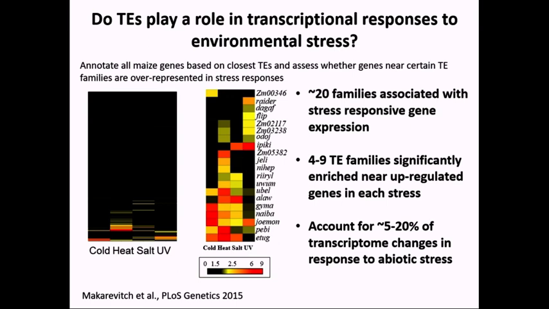But those 4 to 9 transposon families account for somewhere between 5 and 20% of the genes that respond to a stress. So in other words, if you did a GO analysis and you had 100 genes that responded, it could be that of those 100 genes, 25 of them are just because some transposon family is near them, not because they are particularly responding to the stress, or the gene itself was functional for that stress.